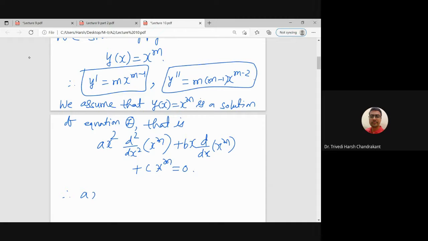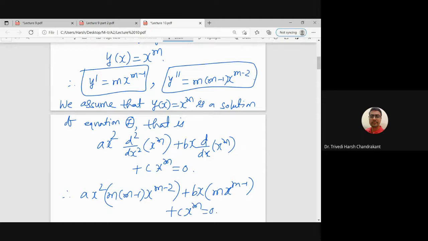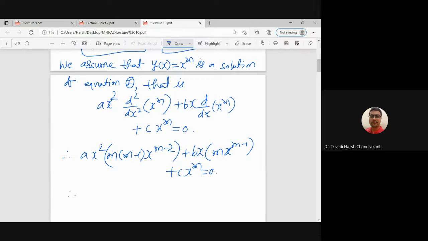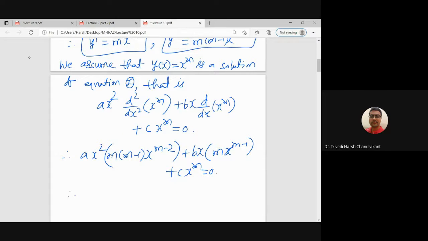So we'll get ax square, second derivative of m minus 1 x power m minus 2, plus bx times m x power m minus 1 plus c x power m is 0. So this is the polynomial. Now we can see that this is the equation, and from this we can derive a corresponding polynomial, as in the case of e power mx.